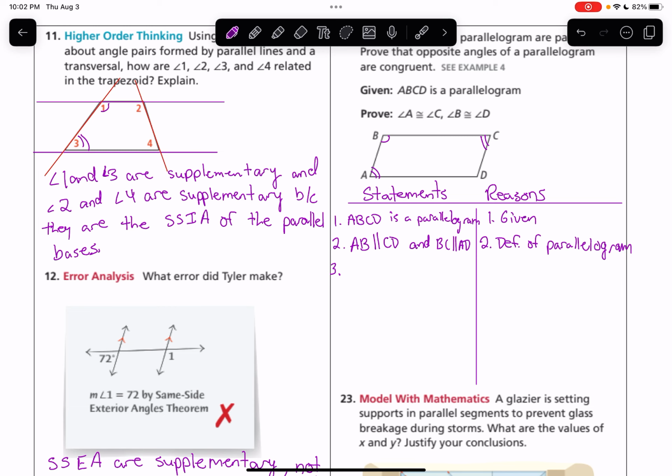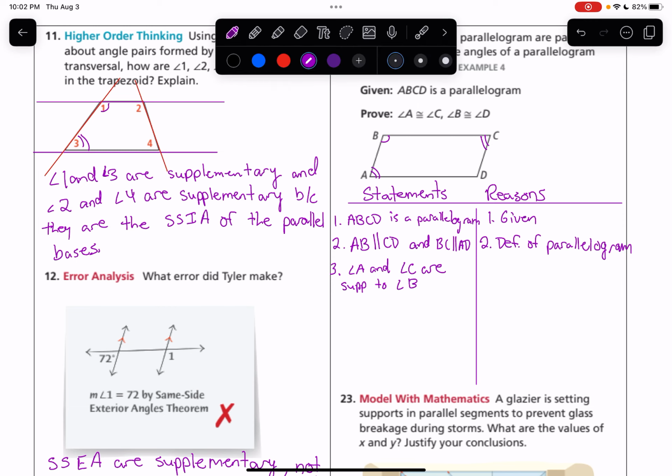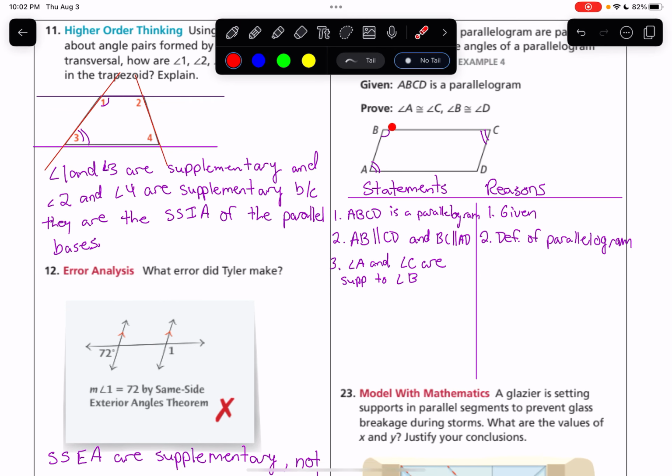So what I'm going to write is angle A and angle C are supplementary to angle B. All right, and I'm going to do the same thing with a different pair of angles. I'm also going to say that angle B and angle D are both supplementary to angle C because they're both same side interior angles. I'm going to put this in the same step.